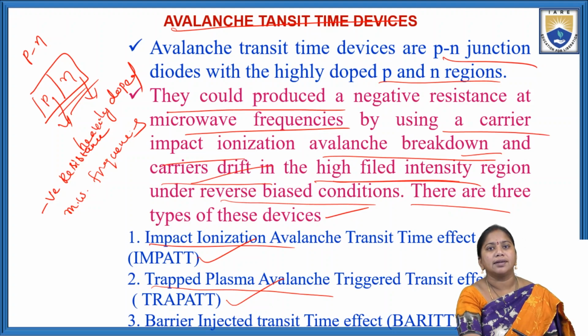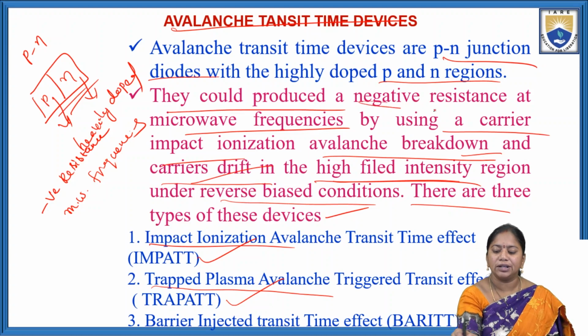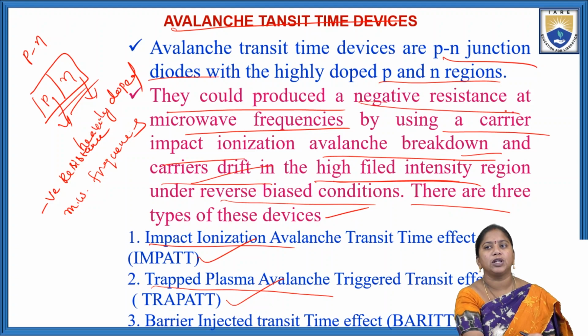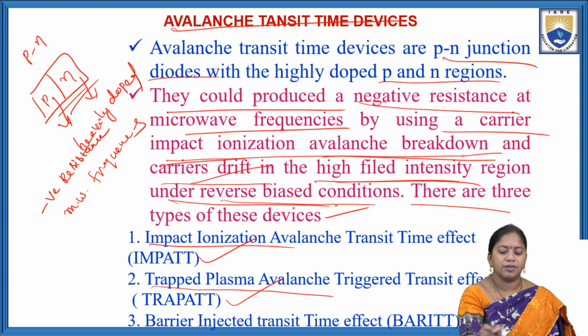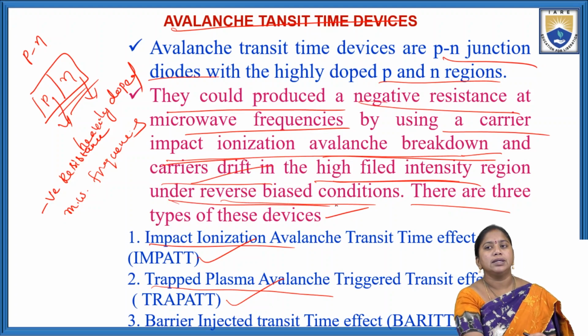Avalanche transit time devices are PN junction diodes where the P and N regions are both heavily doped. Due to the heavy doping, they produce a negative resistance at microwave frequencies, using impact ionization, avalanche breakdown and carrier drifts in the high field intensity region under reverse biased conditions.